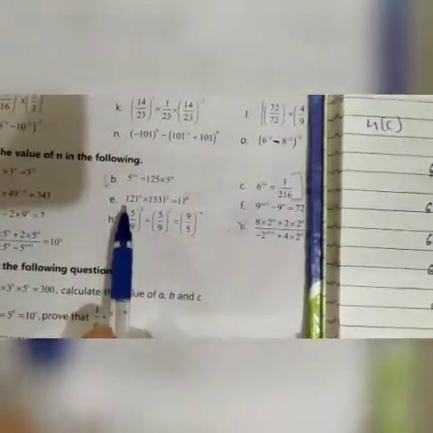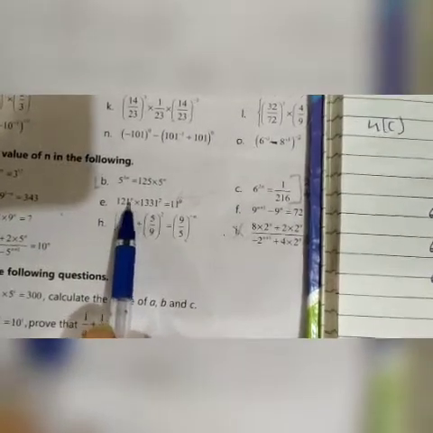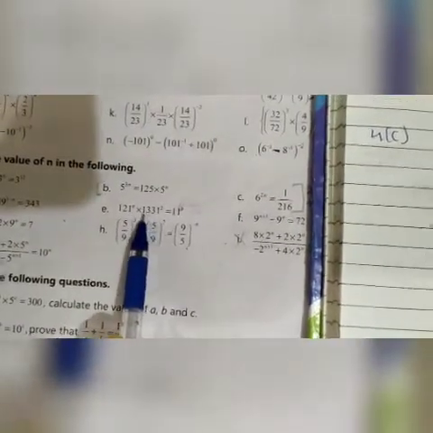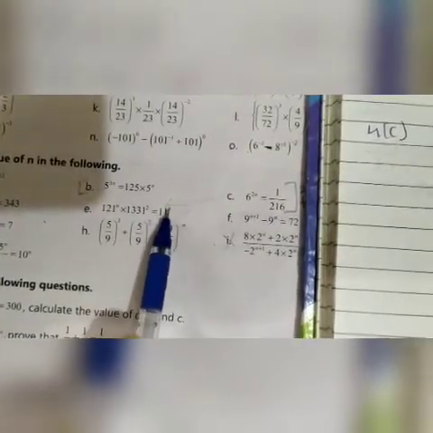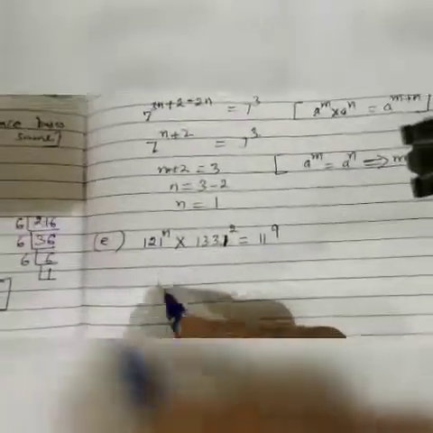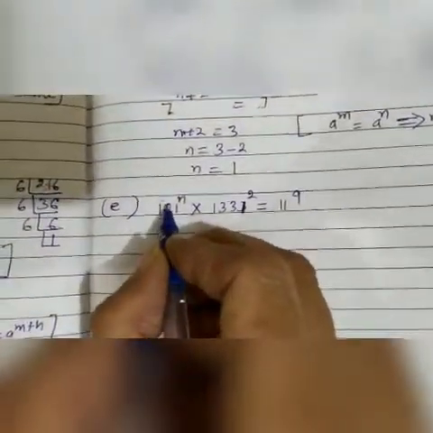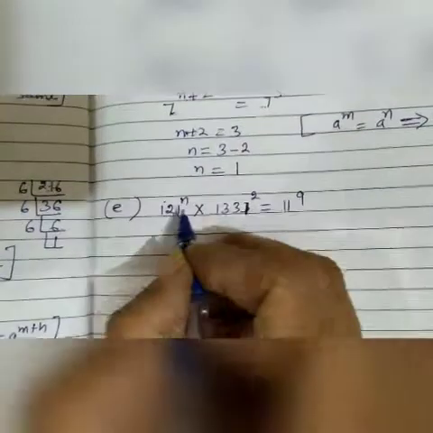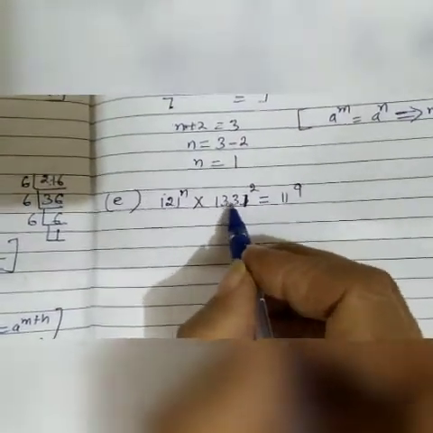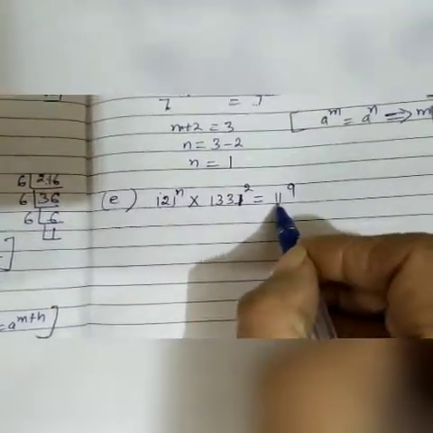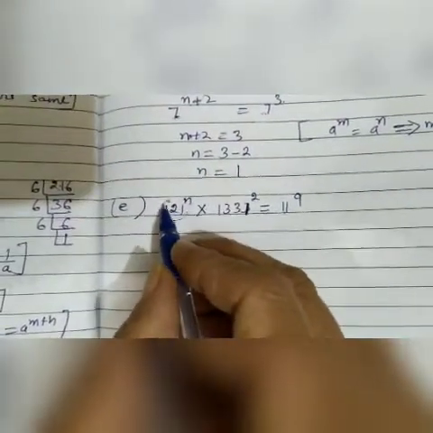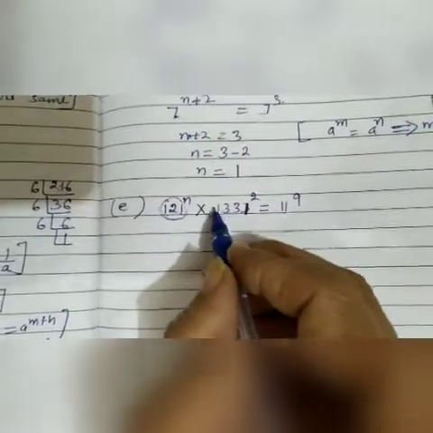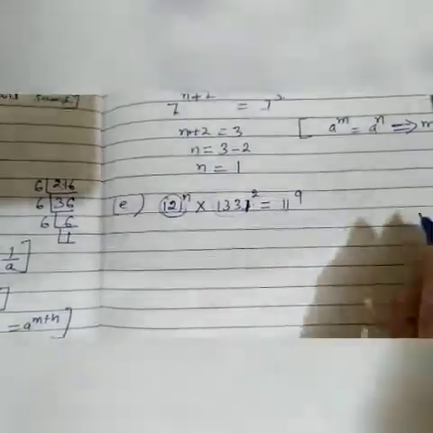Now come to its e part. 121 power n into 1331 power 2 is equal to 11 power 9. So here the base is 121, here the base is 1331, here the base is 11. So we will do prime factorization of this 121 and 1331 by 11.